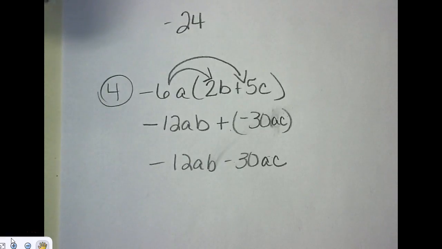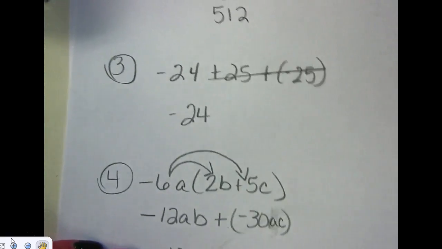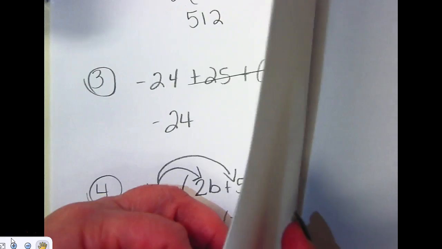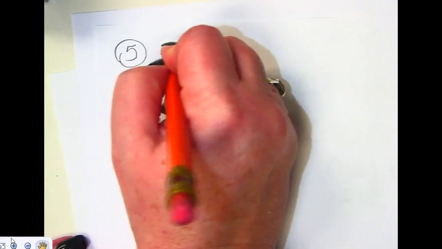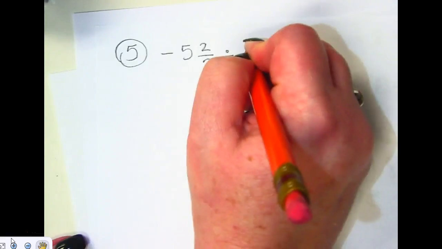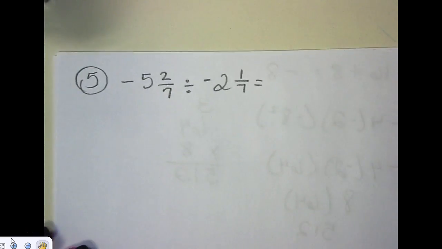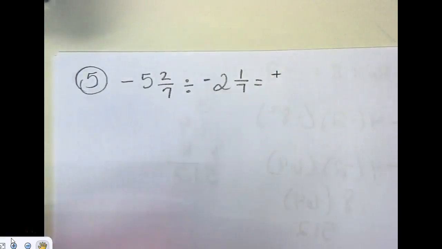All right. The second part of that says what property? We already said that is the distributive property. All right, let's get to number 5, these dividing fraction problems. Number 5 says negative 5 2/7 divided by negative 2 1/7. Let's just go ahead and deal with the negatives so we can stop thinking about them. What is a negative divided by a negative? A positive. So we're going to get a positive answer. Now we can quit thinking about it.